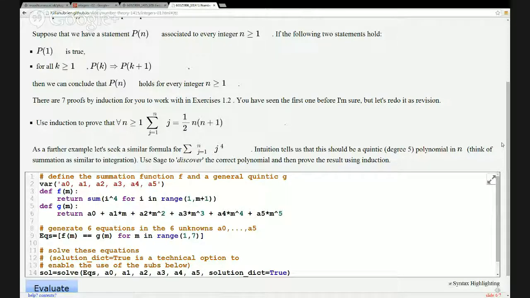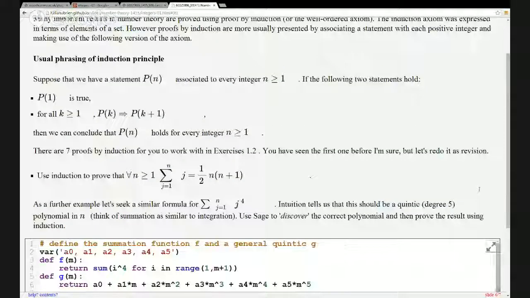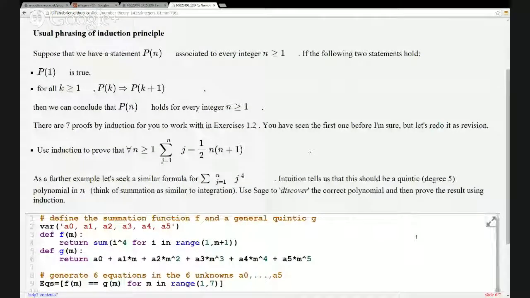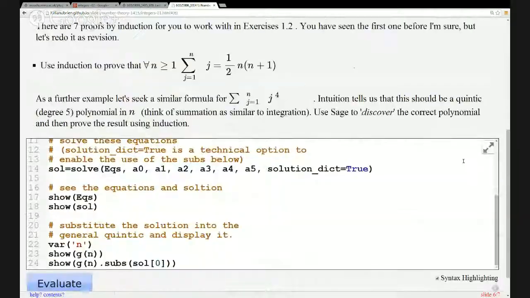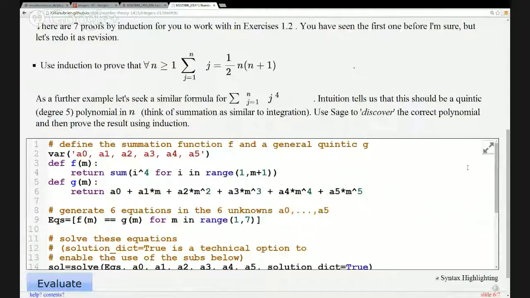I've defined a function f there. What does that function f do? I'll make it a bit bigger. The function f is the summation. So f of n returns the sum of i to the power 4 for i in the range 1 to n. So the function f is this object here.